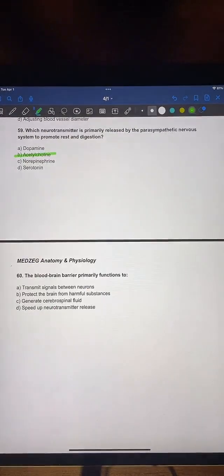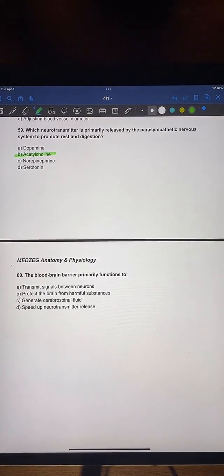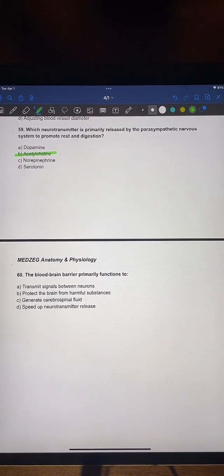So the answer is acetylcholine. Acetylcholine is released by parasympathetic nerves onto heart rate and digestion. So it's released into smooth muscle down in digestion. Dopamine is reward and movement, not rest and digest. And norepinephrine is released during the sympathetic nervous system. And then serotonin is more so for mood, not the primary parasympathetic neurotransmitter.